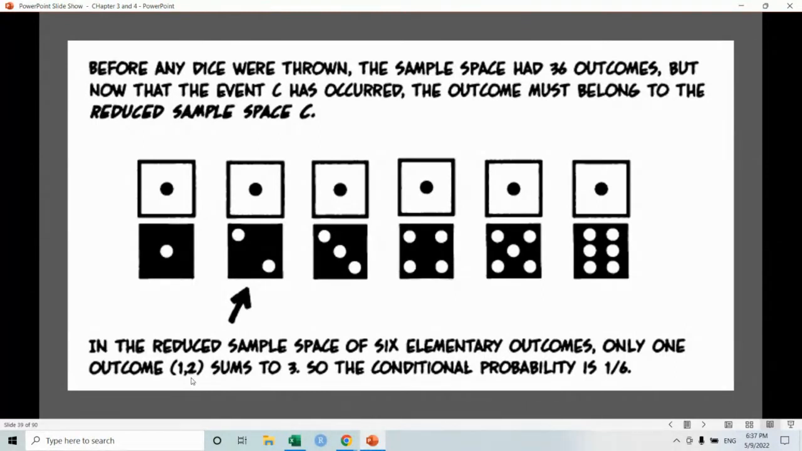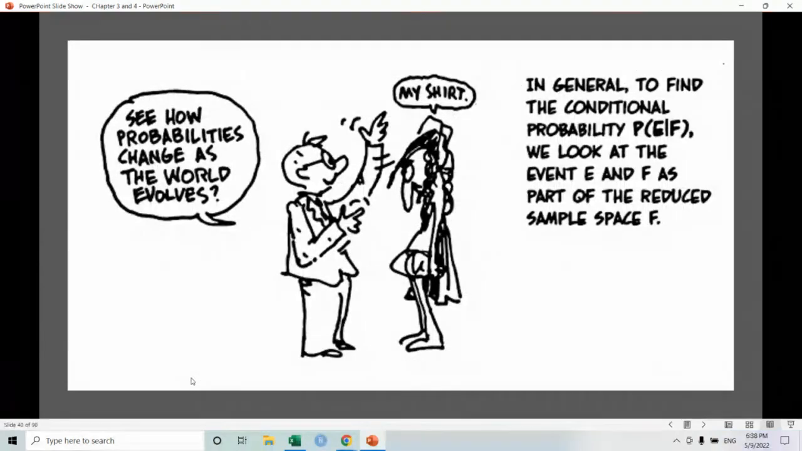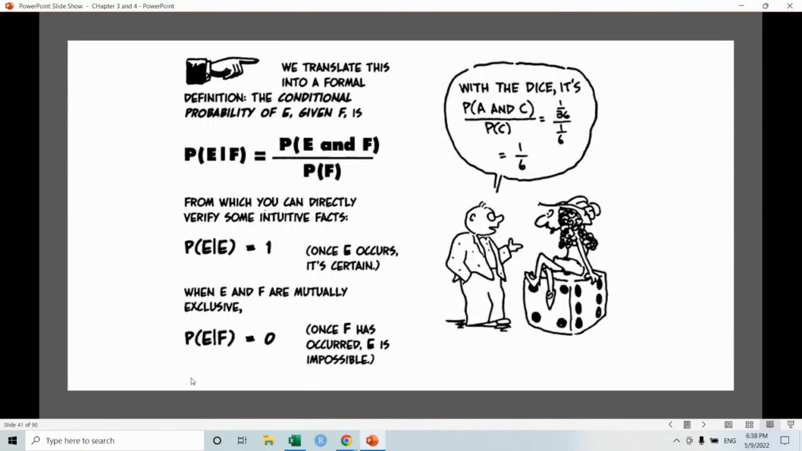So now there's only one combination that will give us our desired outcome. In the reduced sample space of 6 outcomes, only one outcome, 1, 2, sums to 3. So the conditional probability is now only 1/6. So in general, to find the conditional probability of P of E given F, we look at the event E and F as part of the reduced sample space F. So we translate this into a formal definition. The conditional probability of E given F is the probability of E and F, so the intersection of E and F, divided by the probability of F.